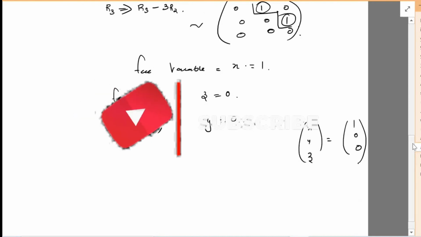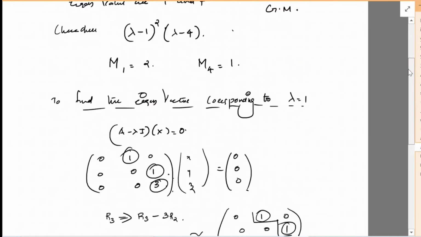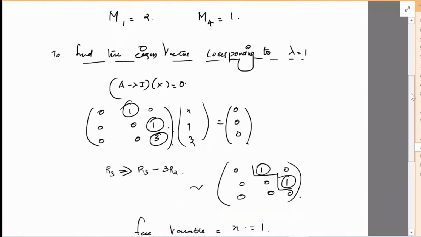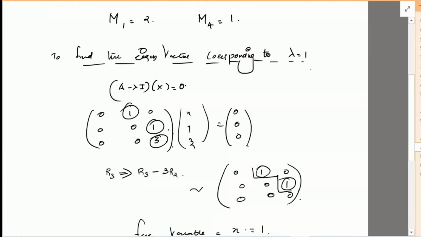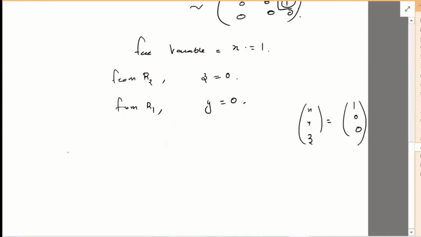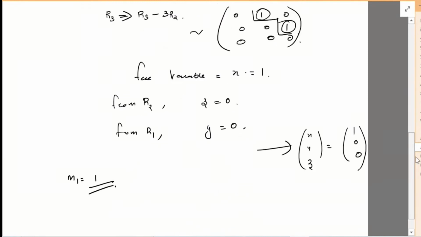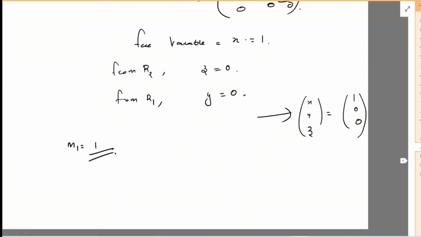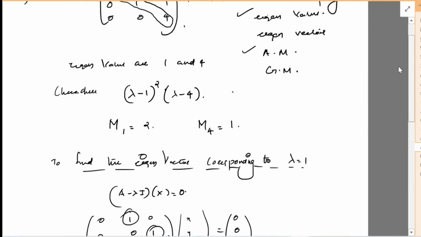So here we got only one free variable. So what is the geometric multiplicity of the eigenvalue 1, which is denoted by m1? M1 is equal to 1. Okay, so we got only one independent eigenvector, and that eigenvector is xyz equal to 1 0 0. 1 0 0 is the eigenvector corresponding to the eigenvalue lambda equal to 1. So next we need to find the eigenvector corresponding to lambda equal to 4.